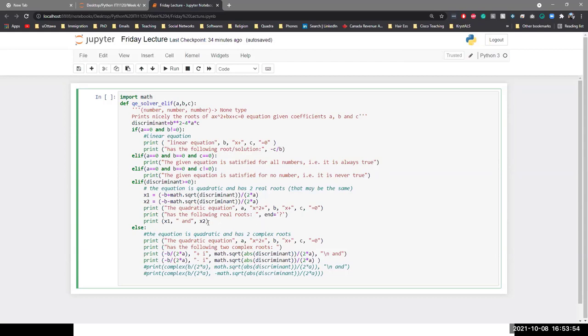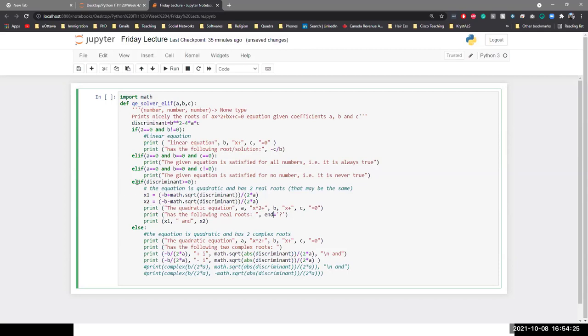So we have to use the end substring or some string, okay? If we would like to use a separator to separate them, instead of having a space, we can use a different separator sequence. So if we have multiple arguments and we would like to separate them, we use sep. Okay, that's from the previous lecture. Okay, so print X and X2.